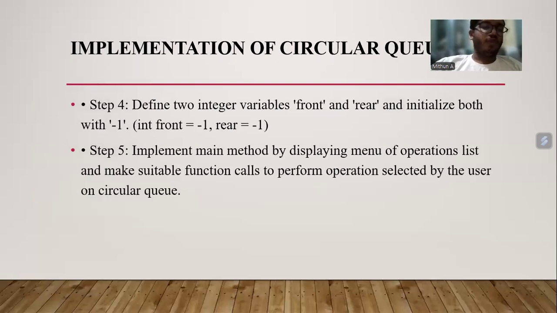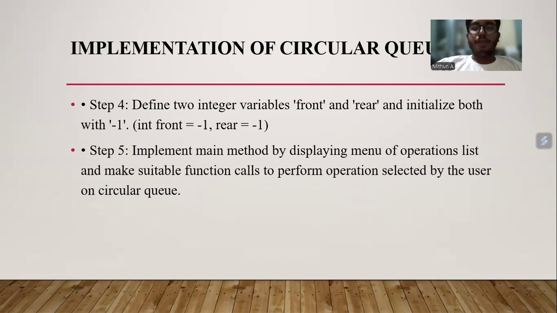In step 4, we define two integer variables, front and rear, and initialize both values with -1. In some cases, we take front as 0 and rear as -1, and either we can take front equal to -1 and rear also -1.